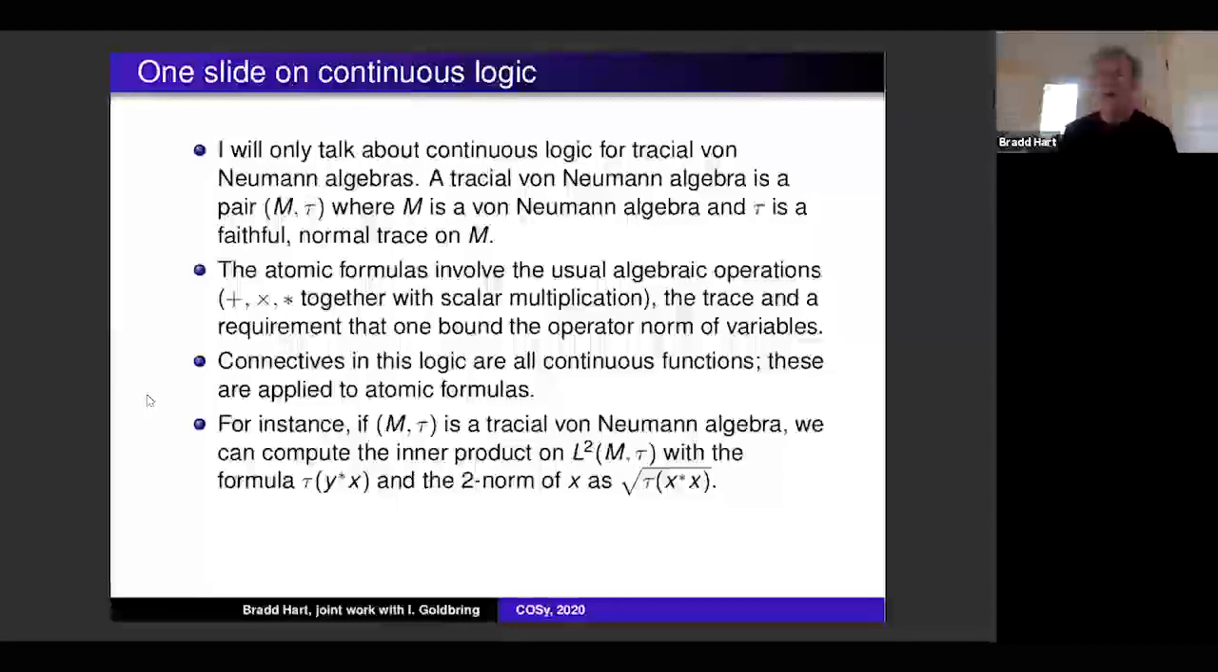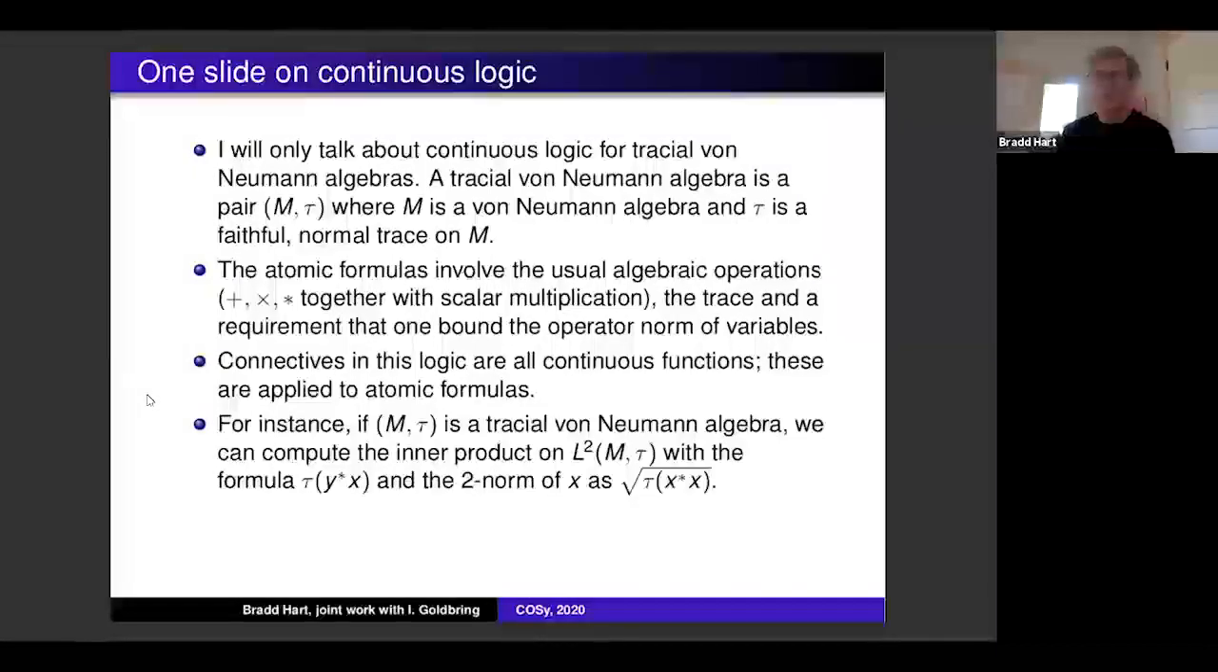If I have a tracial von Neumann algebra, then I do have access to the standard representation of that von Neumann algebra, L2 of (M, tau). That would be just, do GNS on M, complete it to a Hilbert space. And we know there's an inner product on this. And what is the inner product? Well, the inner product is actually given by formulas in the language which I just described, right? Tau of y star x, that's the inner product of x with y.